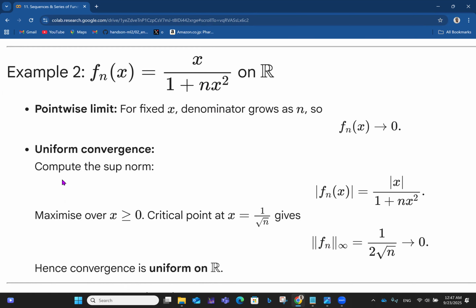Then for uniform convergence, now you want to compute the supremum norm, which is the absolute value of fn of x equals the absolute value of x all over 1 plus nx squared. So if you maximize over x greater than or equal to 0, you have a critical point at x equals 1 over square root of n. So what's basically happening here is this, let me see.